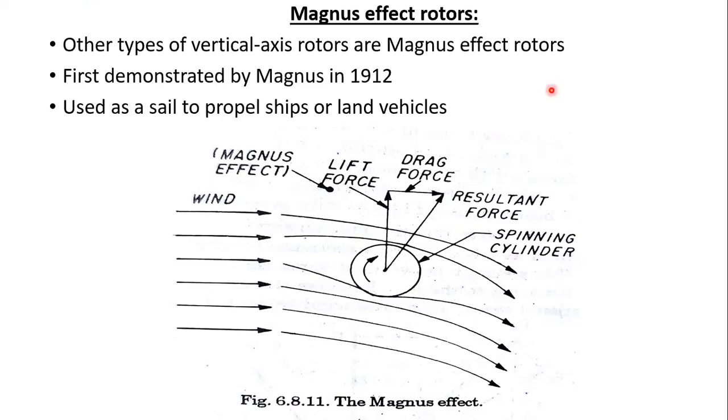When the cylindrical surface is spinning, we are getting some translation forces. These translation forces are produced perpendicular to the wind stream. This is the wind stream, considered as horizontal, and these forces are produced perpendicular to it. Such a device can be used as a sail to propel ships or land vehicles.